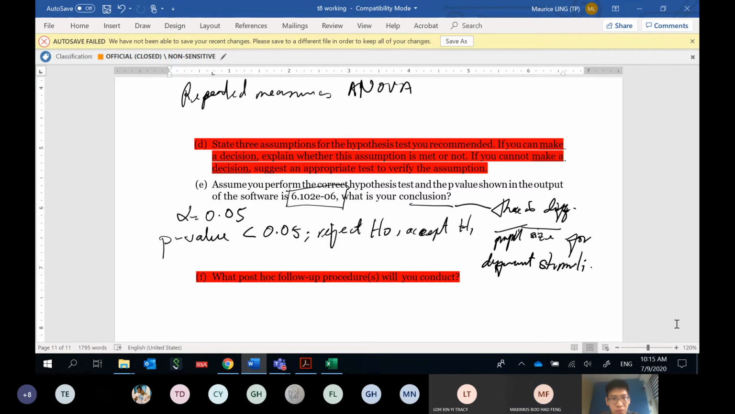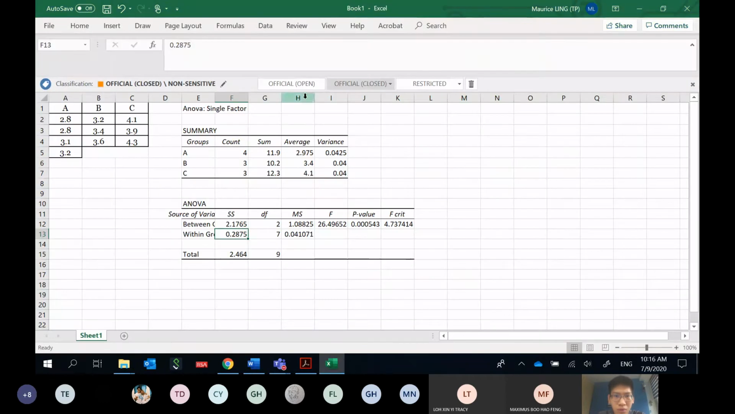Make sure you get this right, because in future, when you go out to work, or even for all your major projects, you'll use the p-value most of the time because the computer gives you the p-value. So you see what I have here? The computer gives you the p-value, although it gives you a critical value here as well. So most of the time you use a p-value rather than critical value.